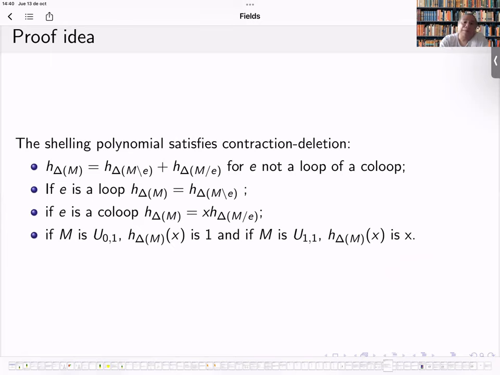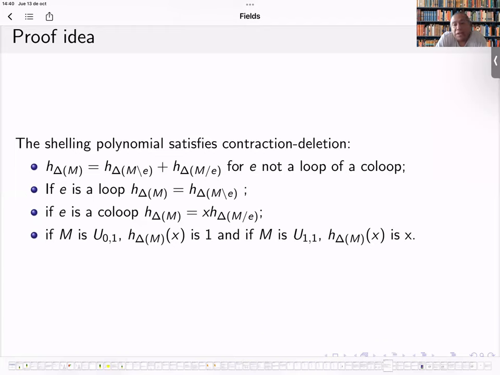So the cographic matroid of G. The idea of the proof is using contraction and deletion. The first thing that you need to know is that the Shelling polynomial actually satisfies contraction and deletion. So H of the matroid complex of M will be the sum of the H of the Shelling polynomials of the matroid complex of M minus e and M contracted e, when e is not a loop or a coloop.